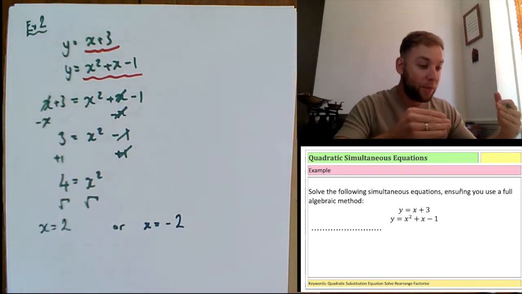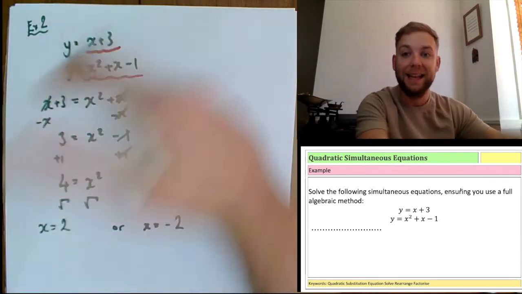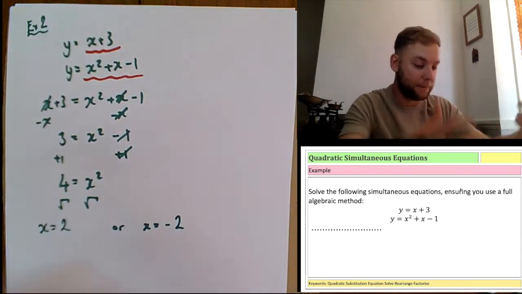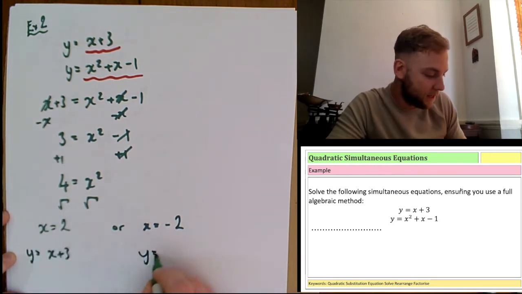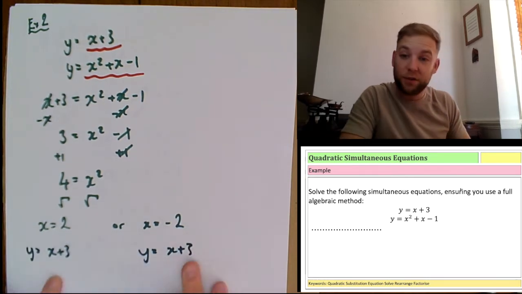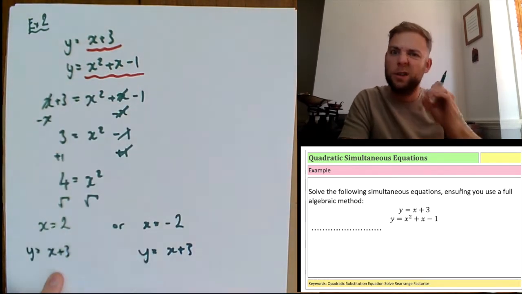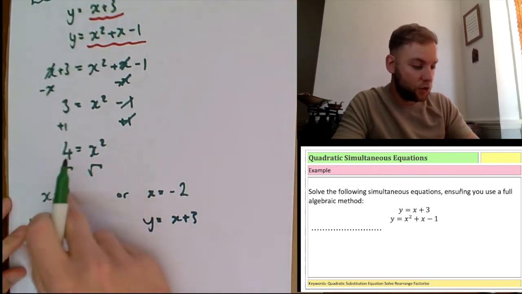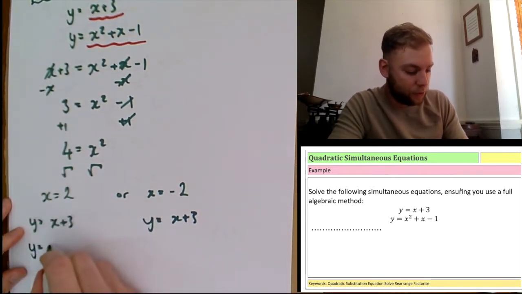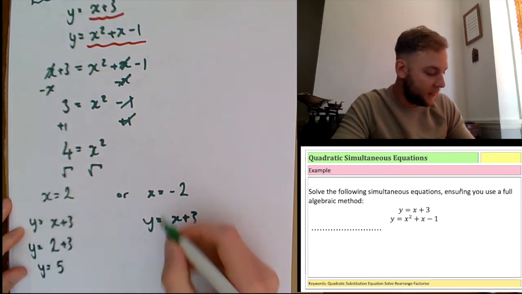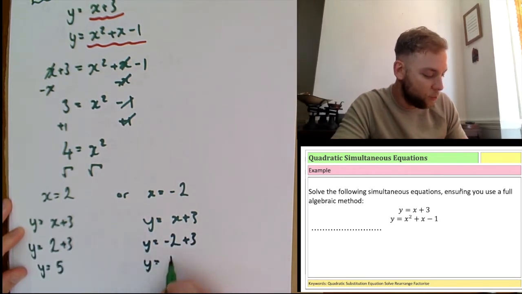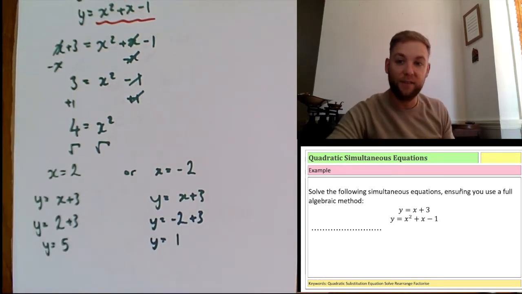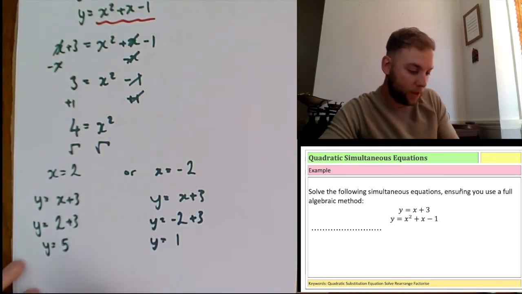Brilliant. But then I've got to substitute both of these in to find out my y's. So y is equal to x plus 3, y is equal to x plus 3. Notice I've used this linear equation instead of the quadratic just because it's a little easier. So then substitute 2 into here, y is equal to 2 plus 3, so y is equal to 5. And in this one, y is equal to minus 2 plus 3, so I end up with y is equal to 1. Absolutely perfect.